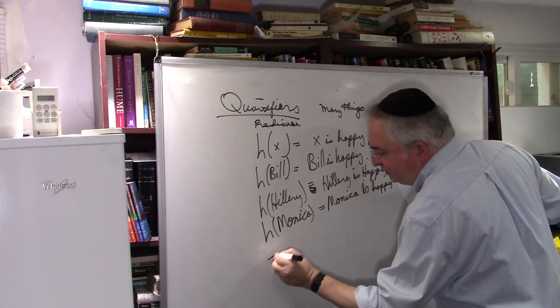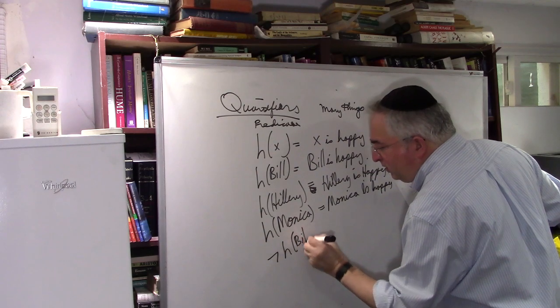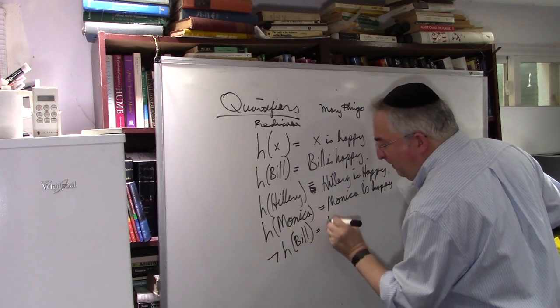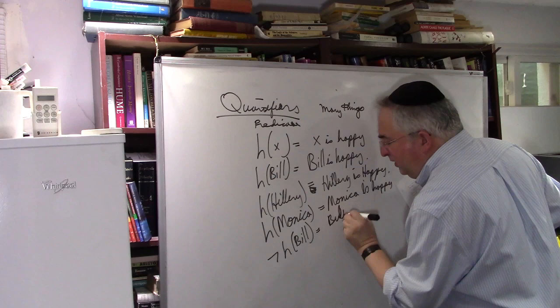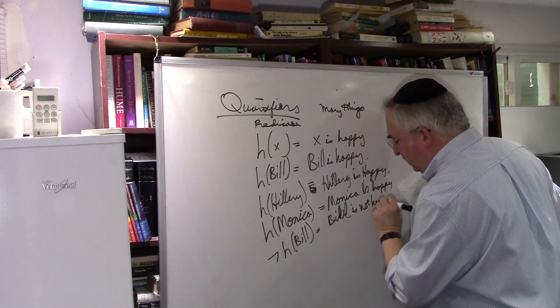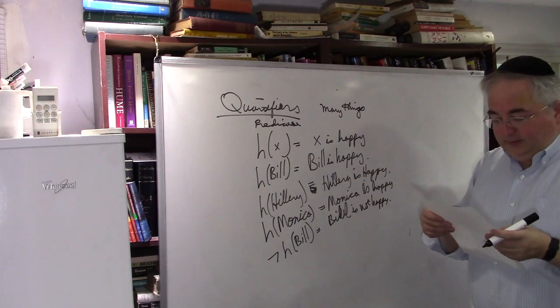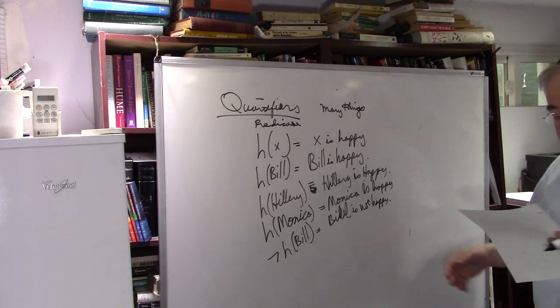Okay, and then we can also say not H. Bill, which means Bill is not happy. So we can do operations with these things. Okay? And we can say different things.